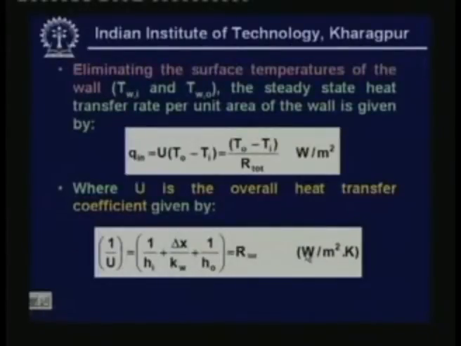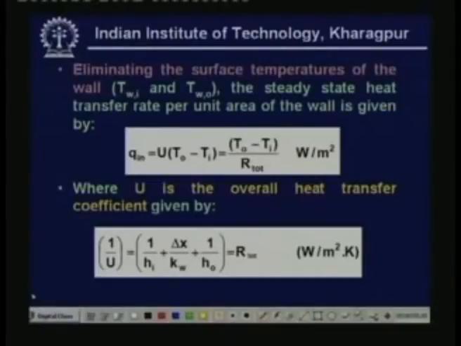Now you can eliminate the surface temperature of the wall, that means T subscript Wi and T subscript Wo, and write the steady state heat transfer equation in this form using the overall heat transfer coefficient U. If you are using overall heat transfer coefficient U, you can write the steady state heat transfer rate per unit area, this is heat flux basically, watt per meter square, that is equal to overall heat transfer coefficient multiplied by the temperature difference between the outdoor air and indoor air, T naught minus Ti.